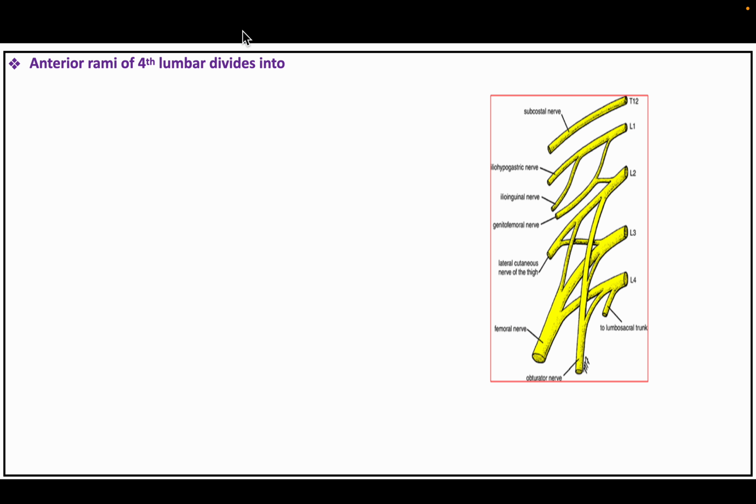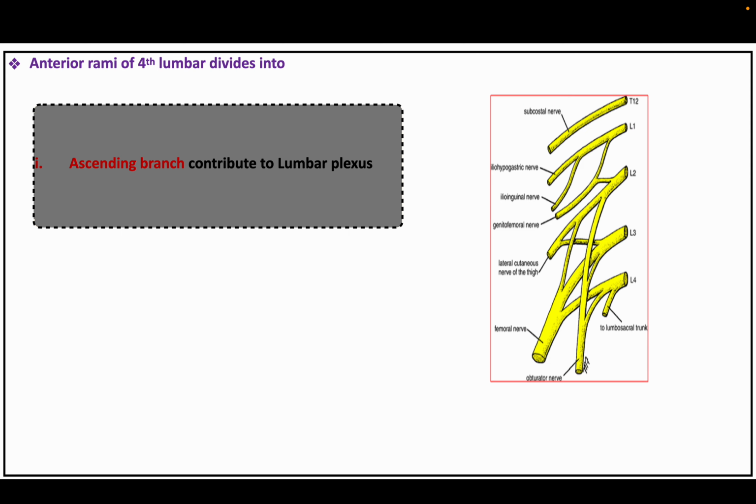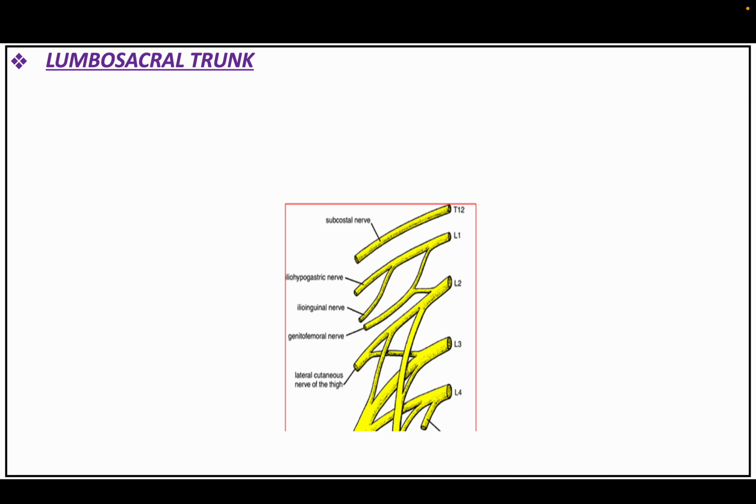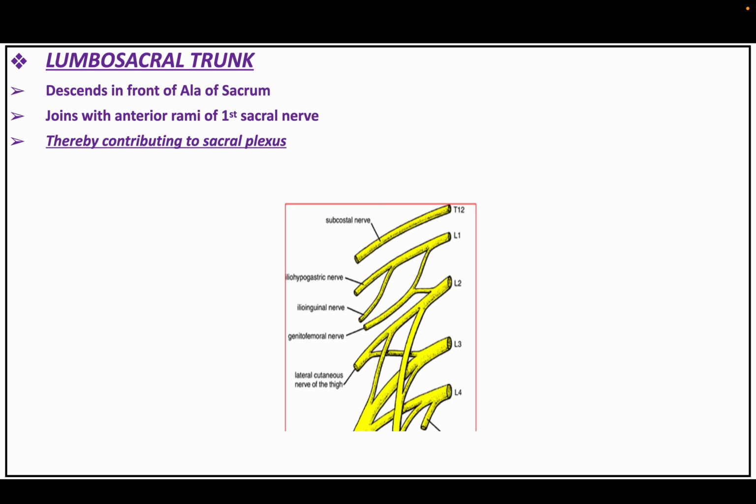Now the anterior rami of the fourth lumbar nerve, it divides into ascending branch which contribute to the lumbar plexus and a descending branch which descends in front of the transverse process of the fifth lumbar vertebra and join the anterior rami of fifth lumbar nerve to form the lumbosacral trunk. Now what is this lumbosacral trunk? This lumbosacral trunk, it descends in front of ala of sacrum. It joins with the anterior rami of first sacral nerve. Thereby it is contributing to the sacral plexus.